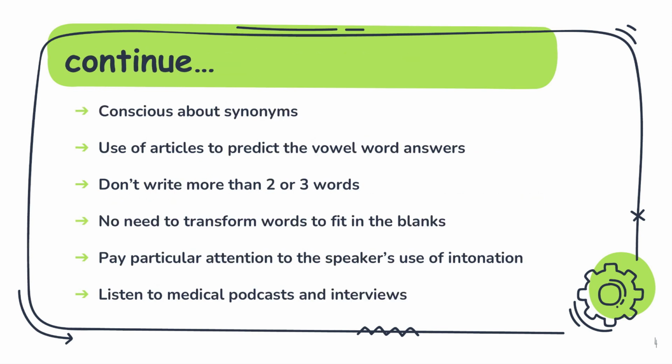Sixth, be conscious about synonyms and be familiar with different structures in the sentence. Seventh, make use of the articles, if present, to predict the vowel word answers, before and after the gaps. Eighth, don't write more than 2 or 3 words or phrases. Ninth, the words that fill the gaps are taken directly from the dialogues, so there is no need to transform words to make them fit.